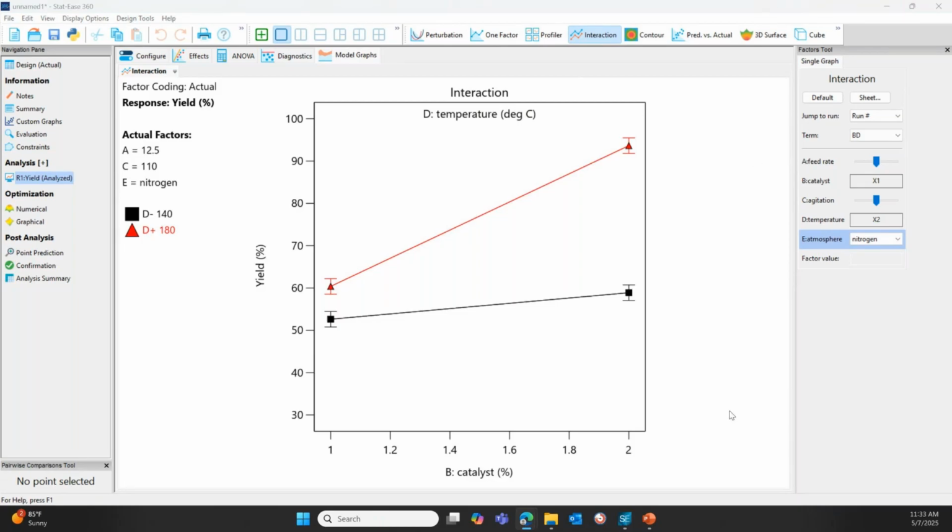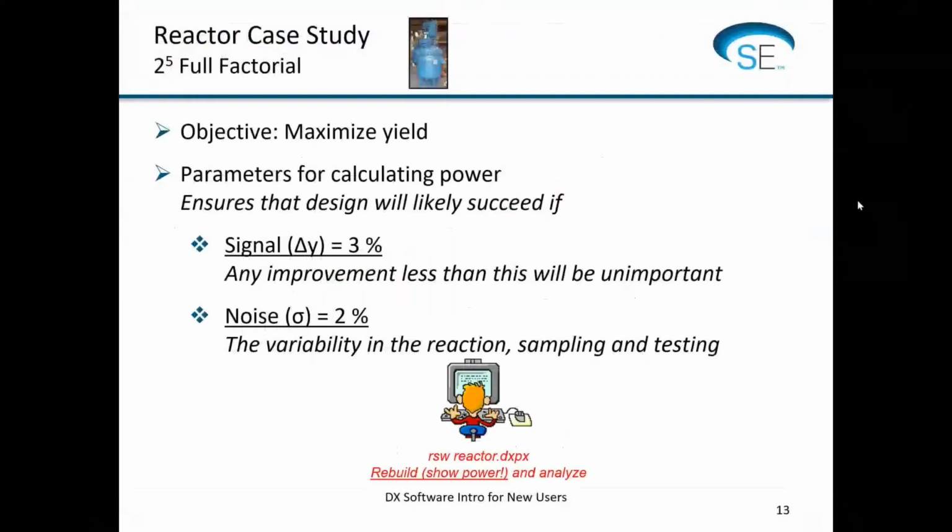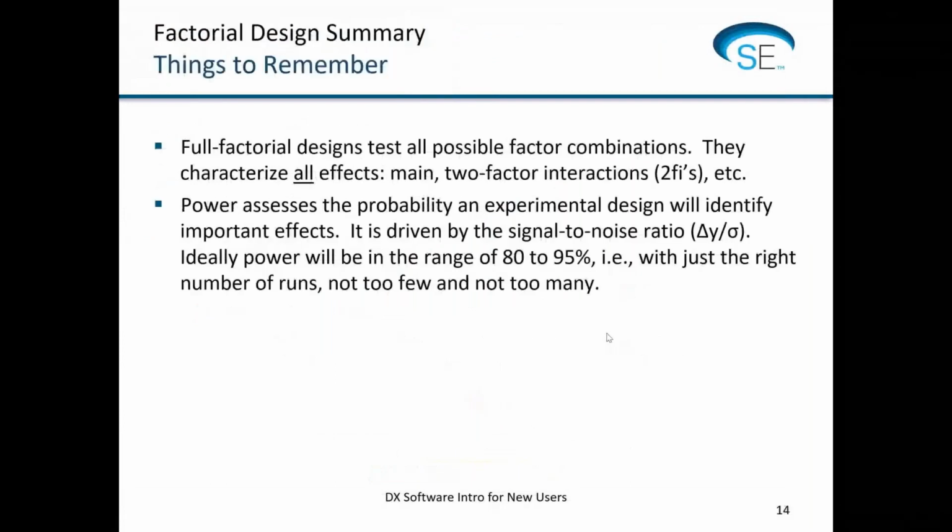Okay, so let me close that one, come back to this. The key here is a full factorial design tests all possible factor combinations at their high and low level. They will characterize all main effects, two-factor interactions, and even higher order interactions. In this case, we have 5 factors. You could evaluate all the way up to a 5-factor interaction.